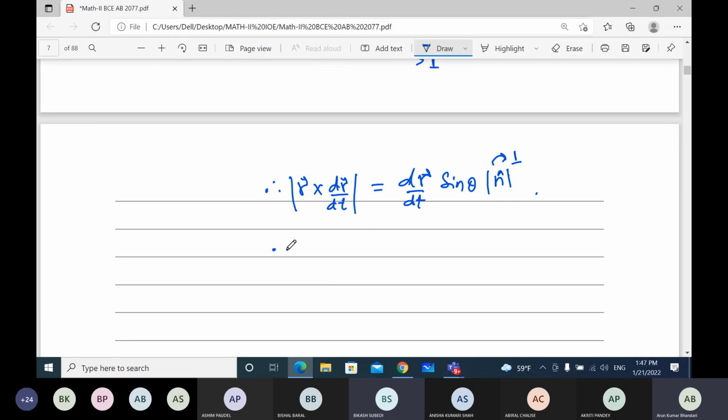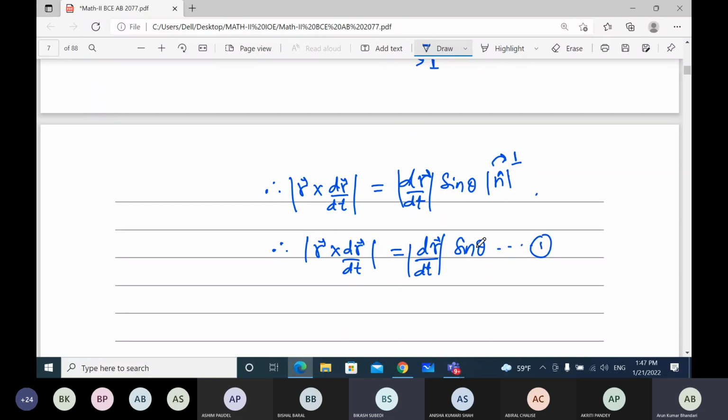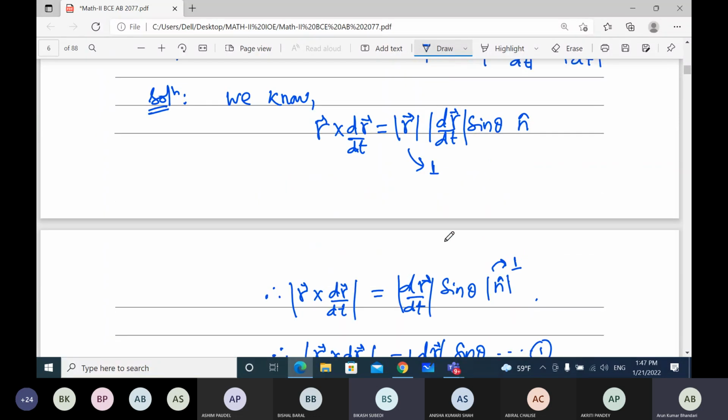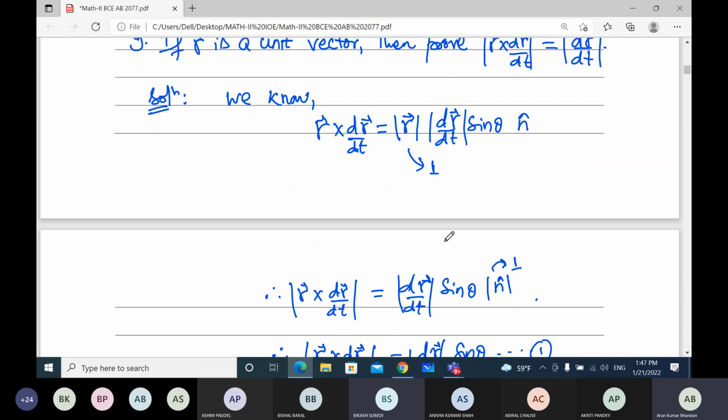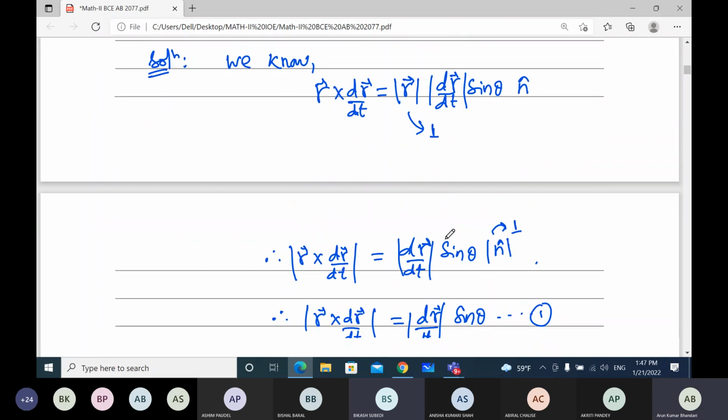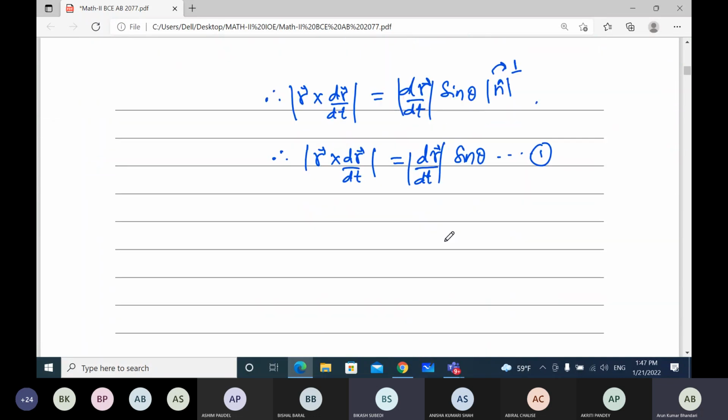So finally, the magnitude of r cross dr by dt is the magnitude of dr by dt times sin theta. Now you need to find the angle theta. Angle theta is the angle between r and dr by dt. So find out the angle theta and bring it here.